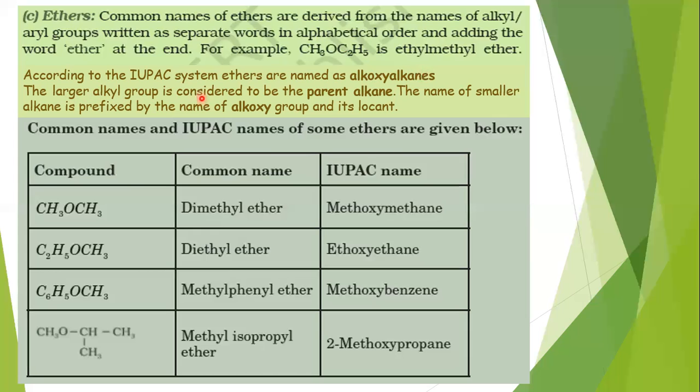The larger alkyl group is considered as the parent alkane. The name of the smaller group is prefixed by the name of the alkoxy group, with its locant, with its position. There is no problem writing the IUPAC name of simple, symmetrical ethers, which have symmetrical alkyl groups. For example, see here CH3OCH3, both groups are methyl.